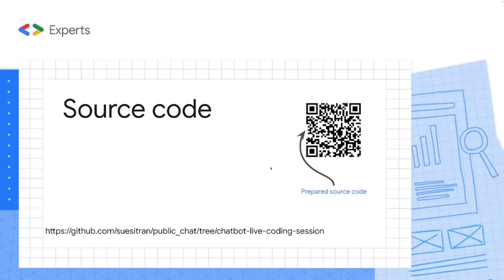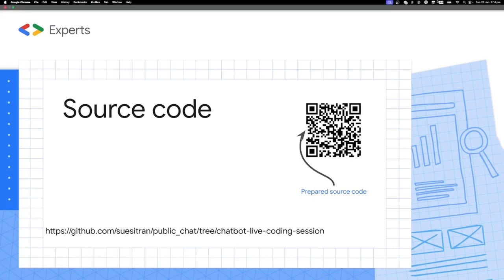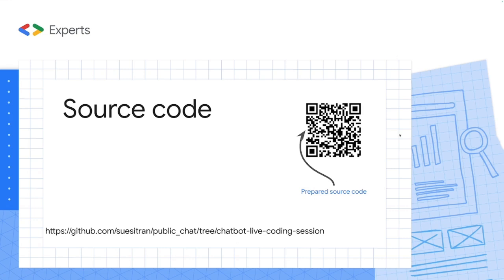Okay, I already prepared some of the source code. This source code does not have any Gemini integration at all. So if you want to follow along today, you can scan this QR code to download the source code from my GitHub, or you can go to this link over here and download the source code right now. I give you 1 minute to download the source code.